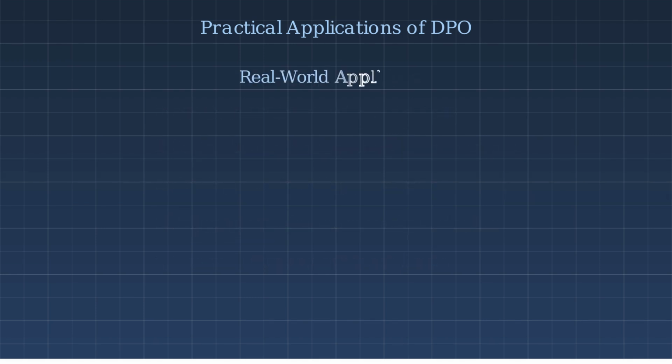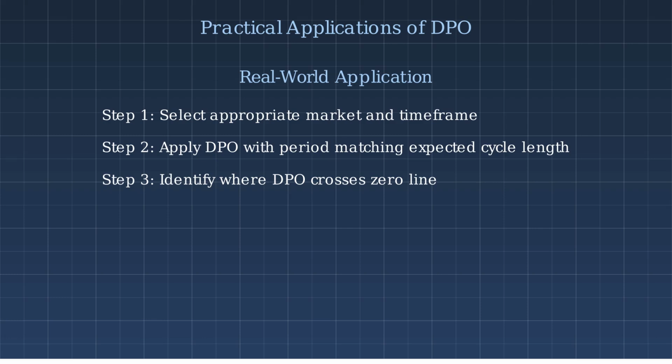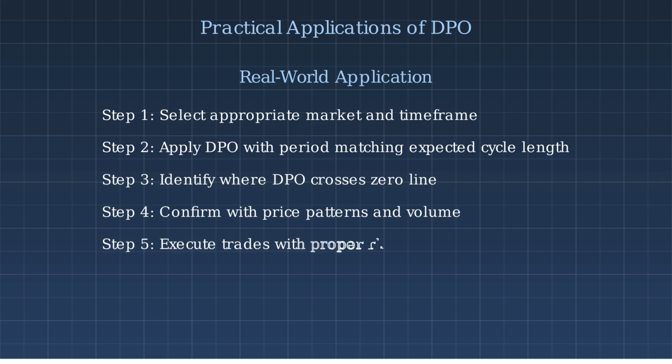Let's look at a straightforward step-by-step approach for applying the DPO in real trading. After selecting your market and applying the appropriate DPO period, focus on identifying where the DPO crosses the zero line, as these often signal potential trend reversals. Always confirm these signals with supporting evidence like price patterns and volume changes. Finally, execute your trades with proper risk management, setting clear stop losses and profit targets based on the identified market cycles.